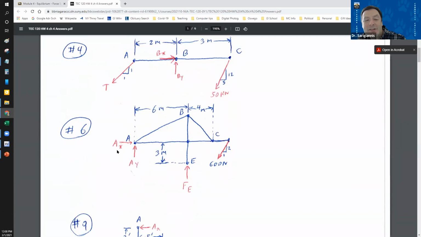at A, I've got a pin joint, so I've got reaction forces in both the X and Y direction. At E, I have a roller, so E is free to move left or right. The force that's opposing its motion is from the ground. It's a reaction force vertically, normal to the surface because it's on rollers. And then I've got this external force, 600 newtons.